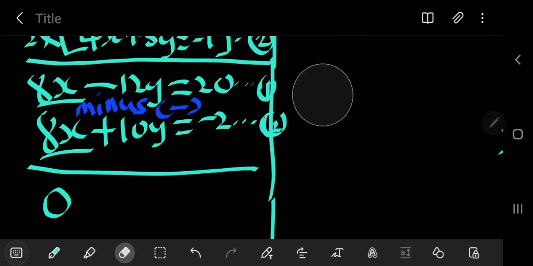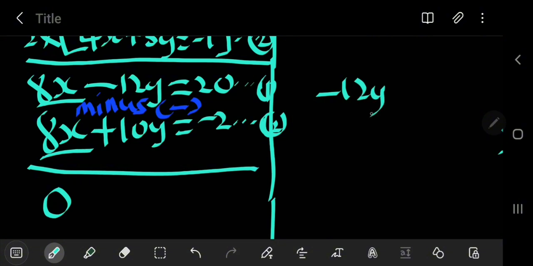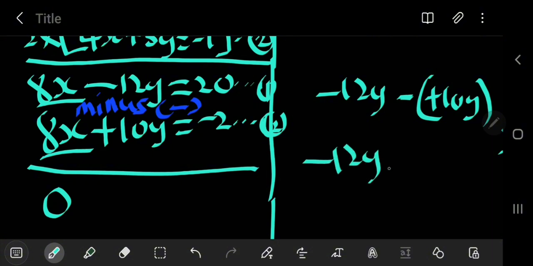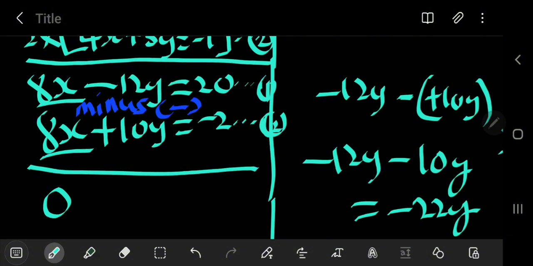So we have minus 12y and plus 10y. Don't forget the sign between them is what? Minus. So all you need to do is to put this in brackets and open your bracket. So we have a minus 12y. Minus times plus will give us what? A minus. And we have a 10y. That will give us a final answer of a minus 22y. So I'll come here. Minus 22y.